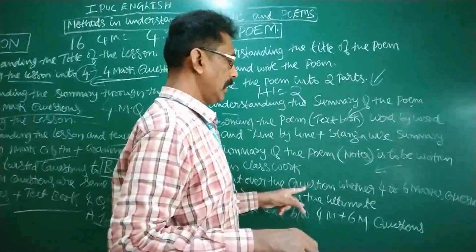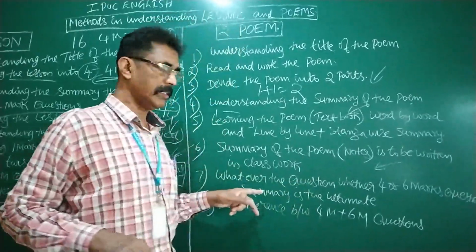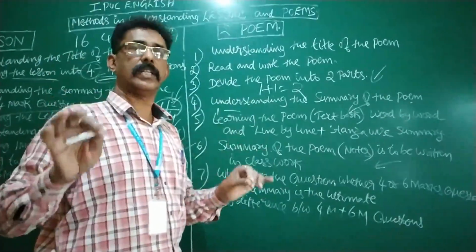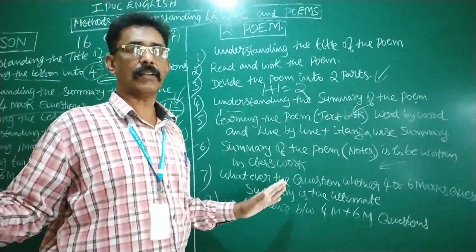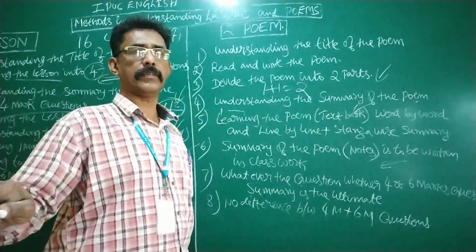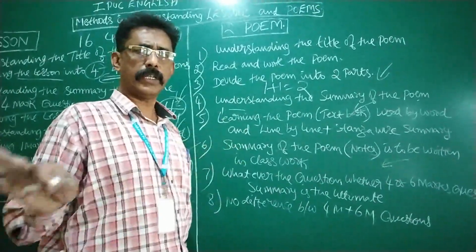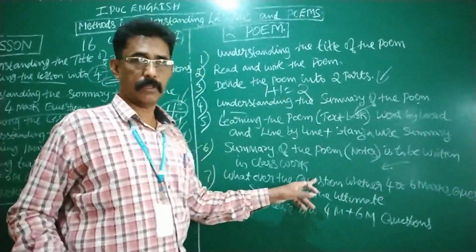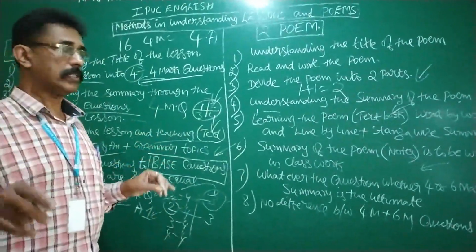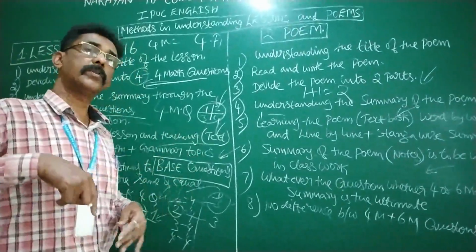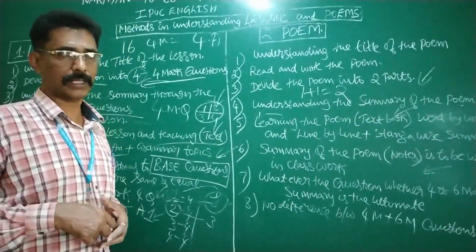Similarly, whether it is a 4 mark question or a 6 mark question, summary is the boss. That's all. There is no other method. No twisted question under poem. Here, no direct questions. Everybody will be twisted questions, 4 mark and 6 mark.